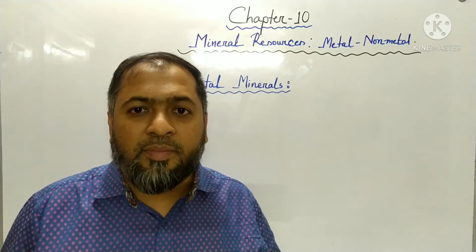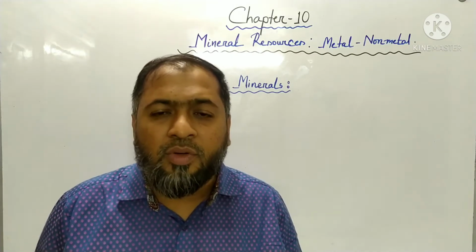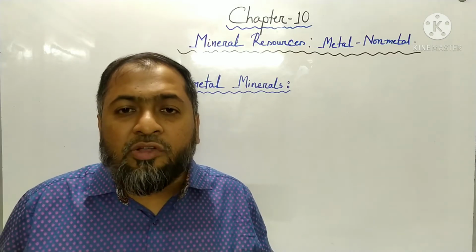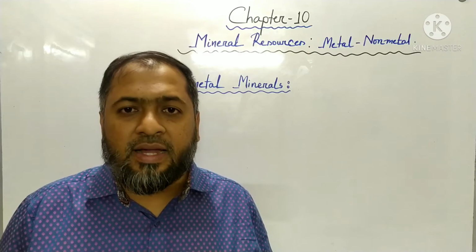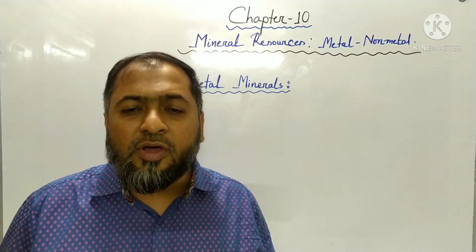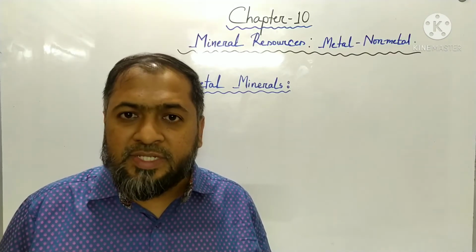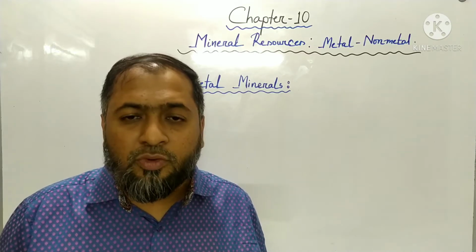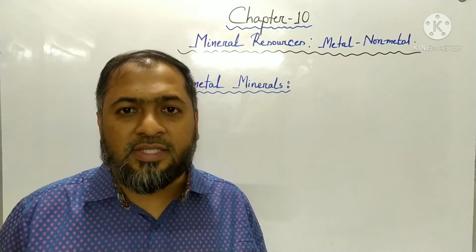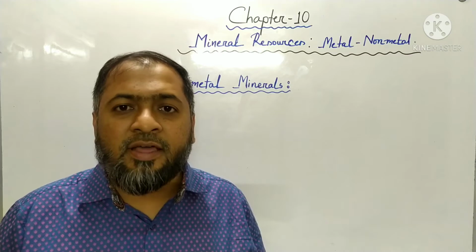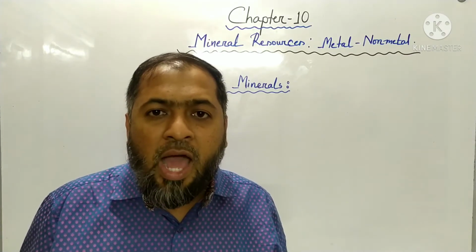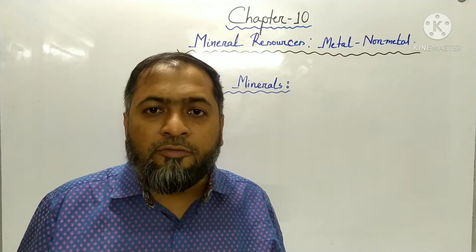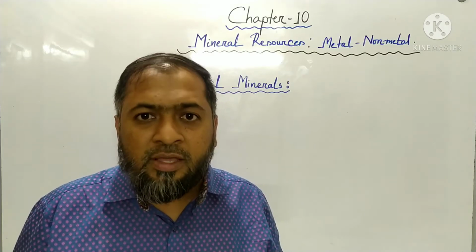Now, sulfur is a yellow-colored substance which remains deep inside the earth, and the melting point of sulfur is 115 degrees Celsius. The method through which we extract sulfur is known as Frasch method. Now students, I am going to show you how we can extract sulfur from mine by using Frasch method.